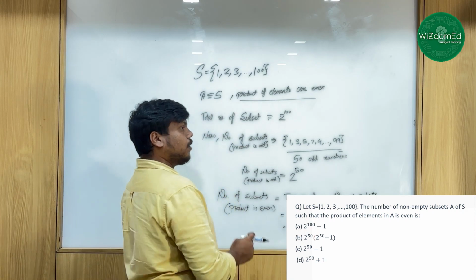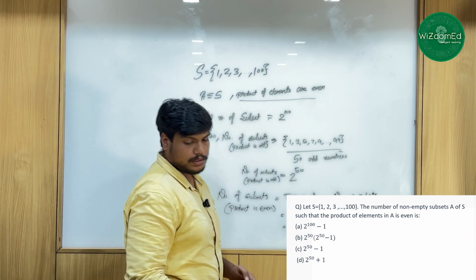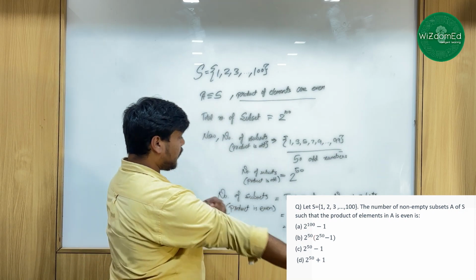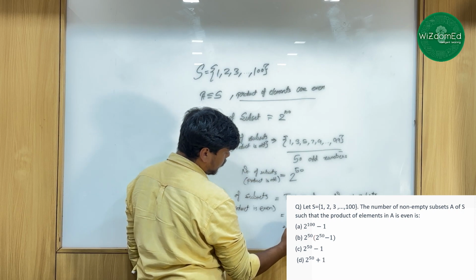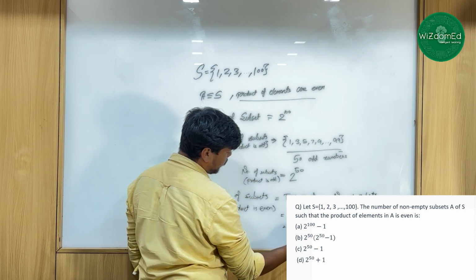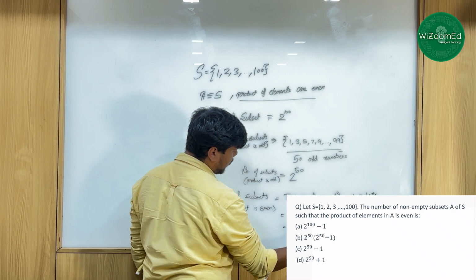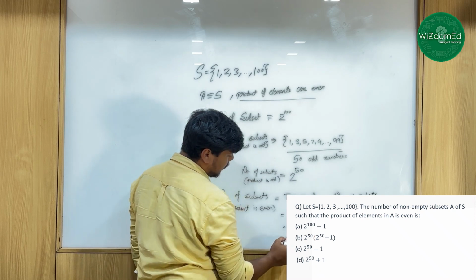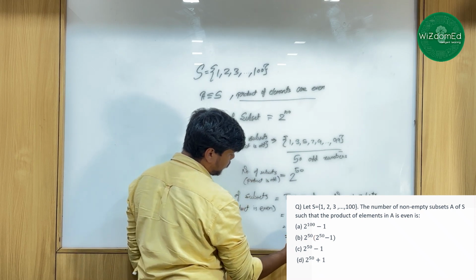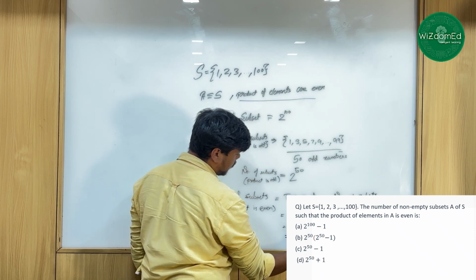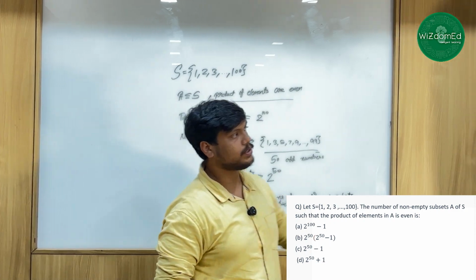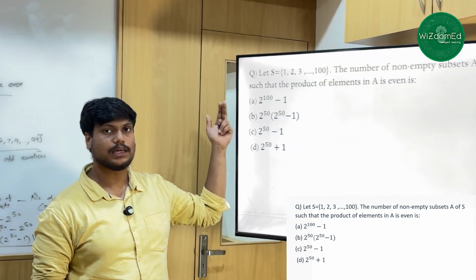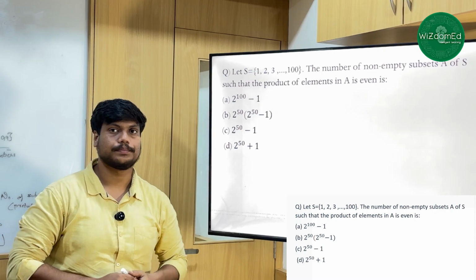Now if we take a look at the options there, nothing is going to match. So what can we do? We can change the form of the answer that we have gotten. We can write this as 2 power 50 into (2 power 50 minus 1). I'll take 2 power 50 common once and I will be left with this. And now if we take a look at the options here, option number B seems to be the correct answer.